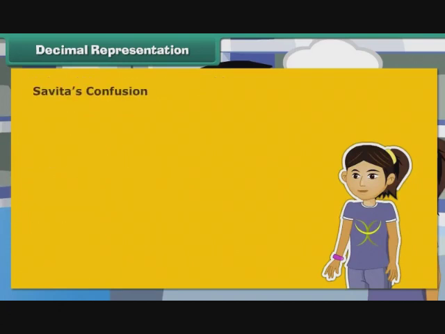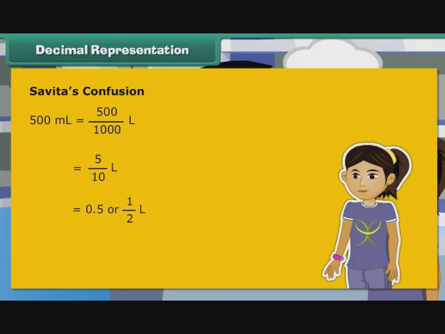kiloliter. Now, we revisit Savita's confusion. 500 ml is equal to 500 by 1000 liter. That is equal to 5 by 10 liter. That is equal to 0.5 or 1 by 2 liter. 500 ml of milk is the same as 1 by 2 a liter of milk. Savita is now relieved.